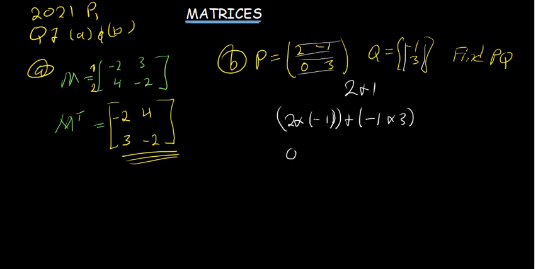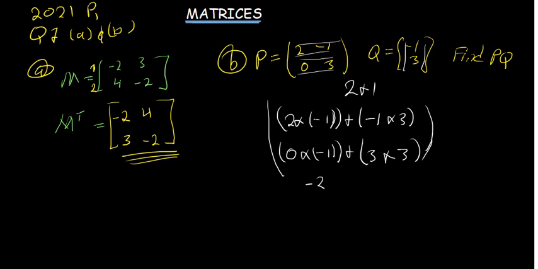So you go on the bottom there. You're saying our 0 multiplied by minus 1, plus we have our 3 multiplied by the 3 there. So these are in that manner. So what do we have? We have 2 multiplied by negative 1. That will give us minus 2. Then minus 1 multiplied by positive 3. We are going to get minus 3.